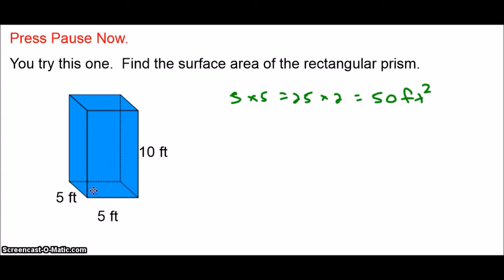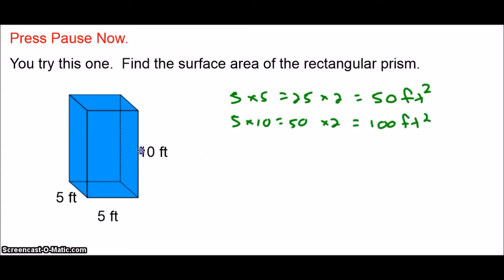Let's look at the front and back next. So the front rectangle is 5 by 10. So 5 times 10 is 50. We'll double that. That gives us the front and the back. So we have 100 feet squared.